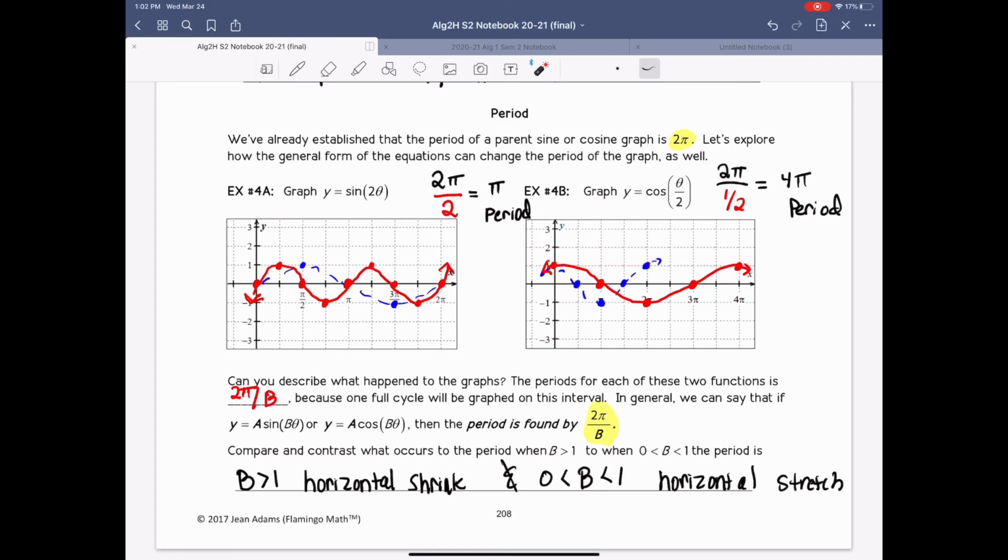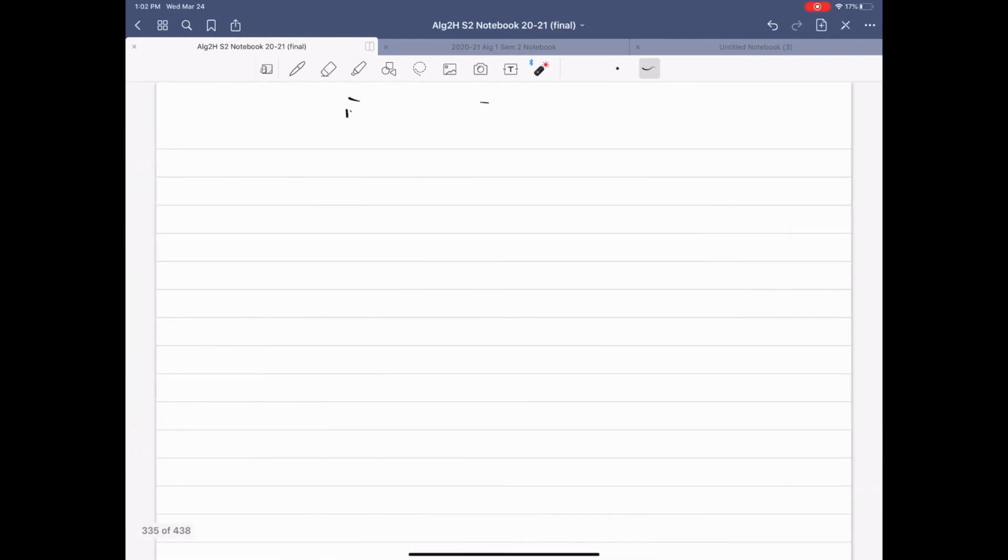So now it takes longer to go through one cycle of this graph. And that is how we deal with period changes. All right, let's go ahead and move on to the next page. Last page of examples for today.